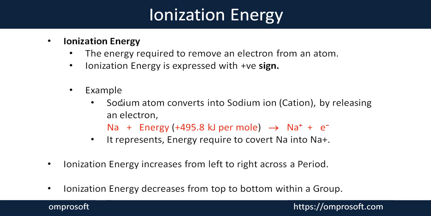For example, here sodium, which is metal in nature. When sodium loses one electron from its outermost shell and gets converted into a sodium ion, a cation, then to lose the electron it requires energy, and this energy is nothing but ionization energy. So here sodium gets some ionization energy, and that value is 495.8 kilojoule per mole.